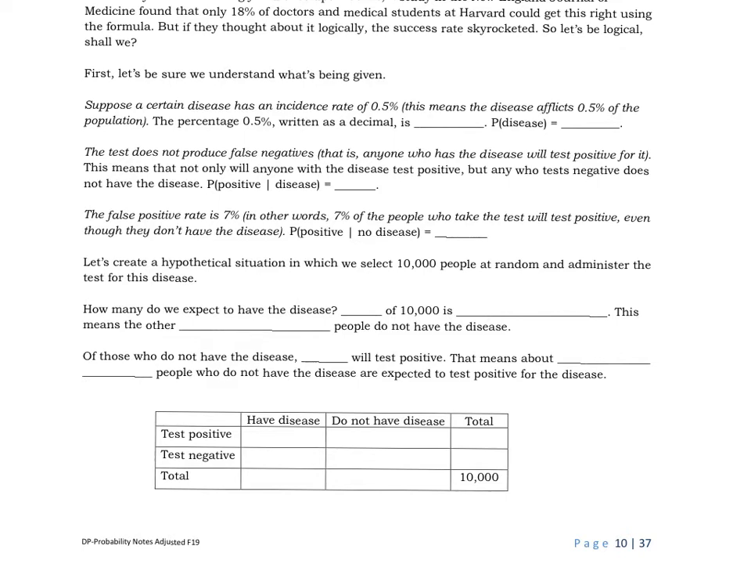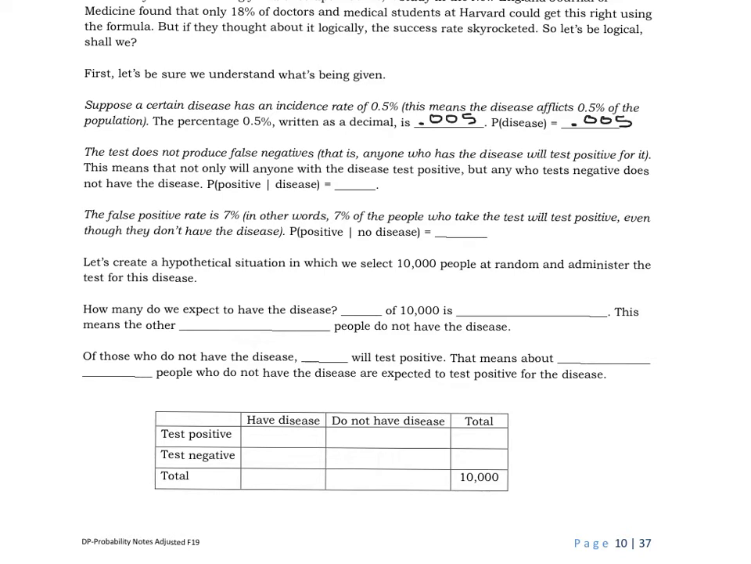Suppose a certain disease has an incidence rate of 0.5%. So how would we write that as a decimal? Hopefully you recall that we can do that by just moving the decimal point 2 places to the left. So that's the probability of having the disease in general.